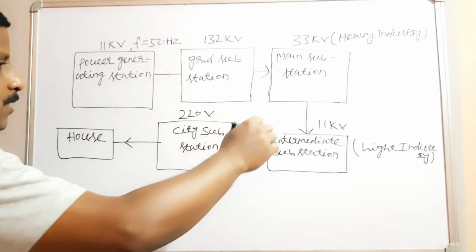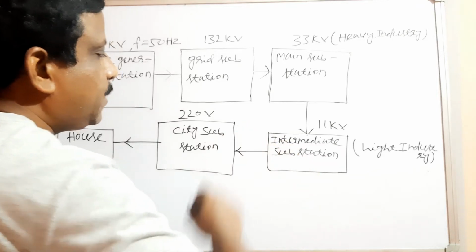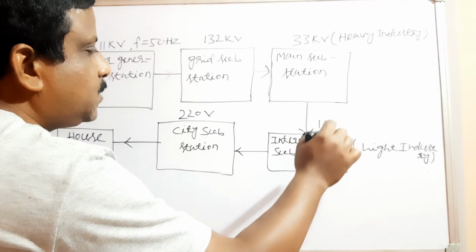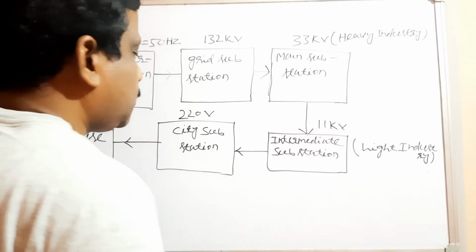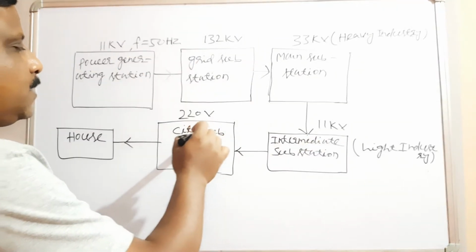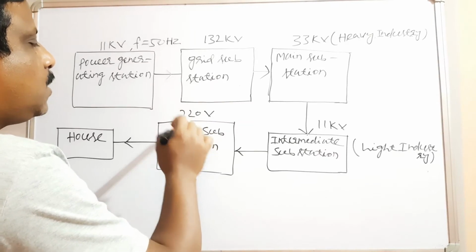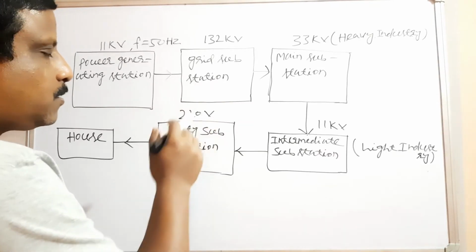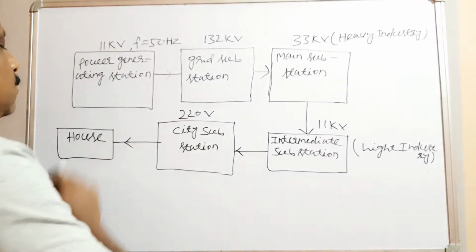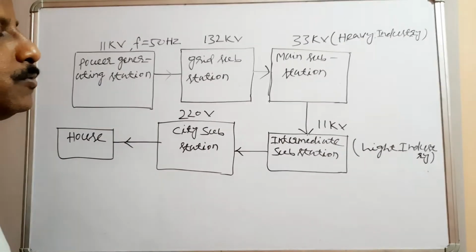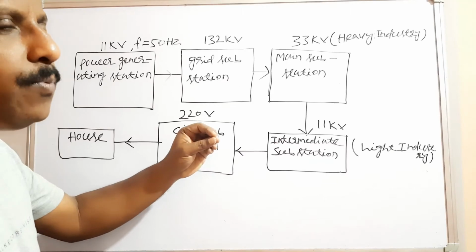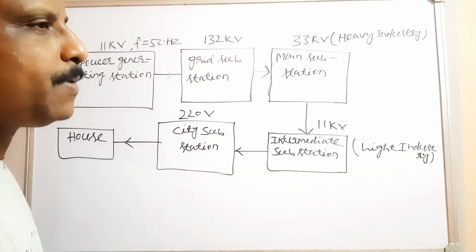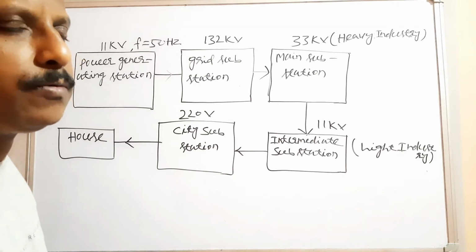Then from the main substation it will come to the intermediate substation. Again it is reduced to 11 kV because this voltage is required by the light industry. Then 11 kV is again reduced to 220 volt. At this voltage it is coming to the city substation or your local substation. Then it is coming to our house from the poles through the cables. So up to here, how power is generated and transmitted, understood.